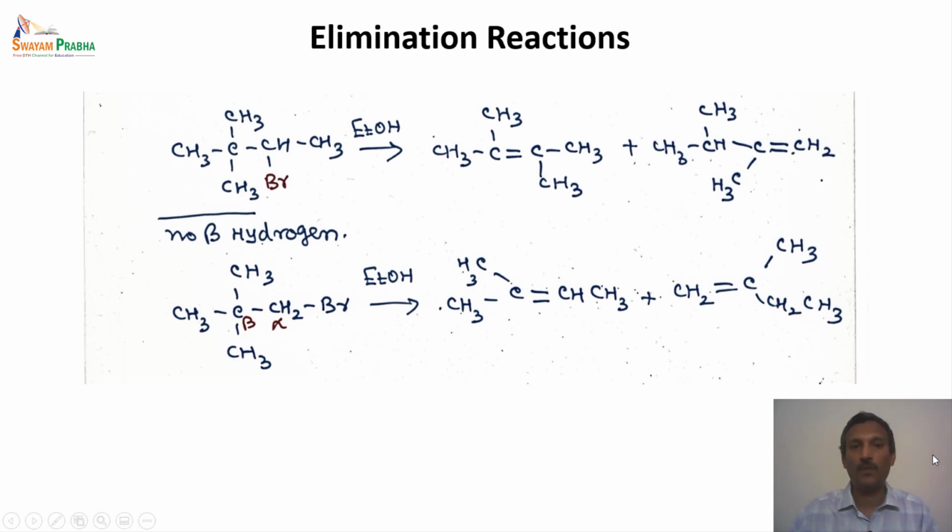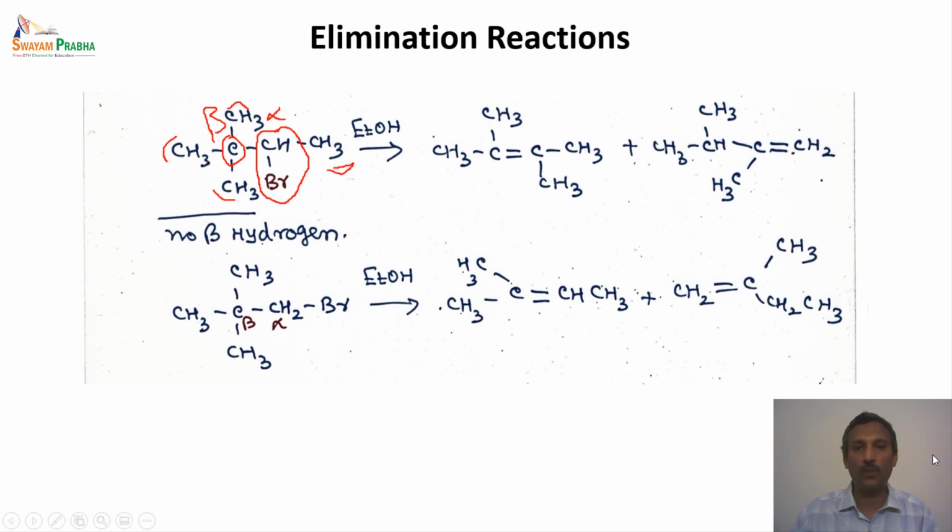Let us look at a couple of examples. In this particular case, we have a halide on this particular carbon. This is the alpha carbon and this is the beta carbon. In this beta carbon, if you look very carefully, we have a methyl group, a methyl group, a methyl group. That means there is no hydrogen on the beta carbon this side. Of course, this side we have 3 hydrogens on the beta carbon.